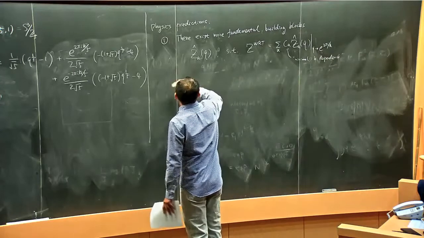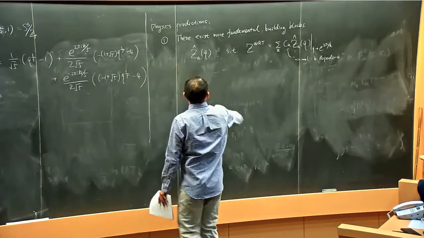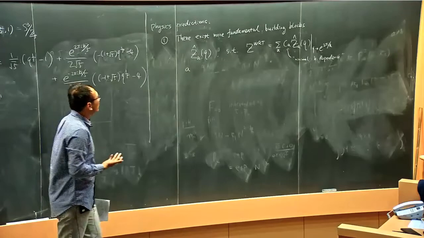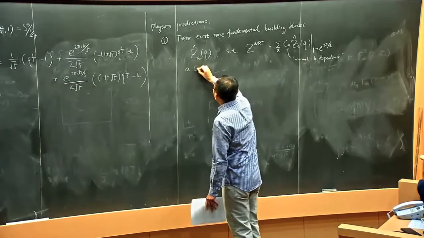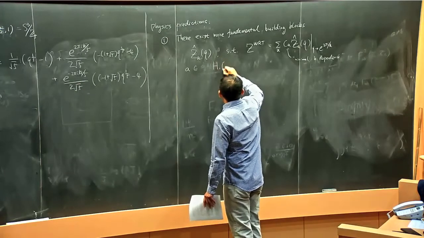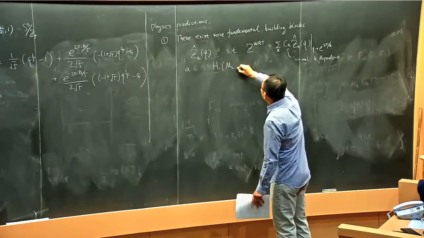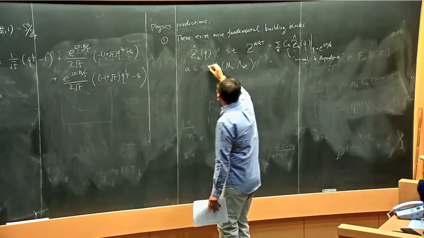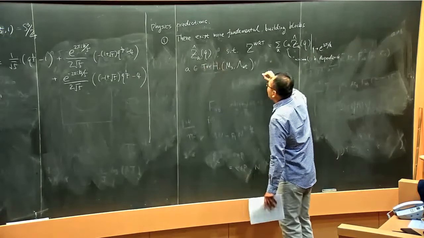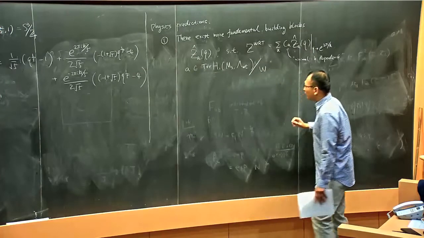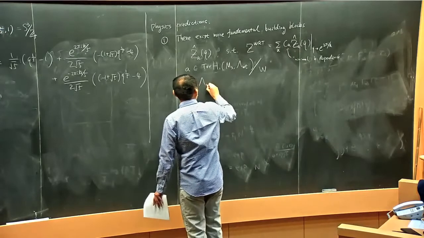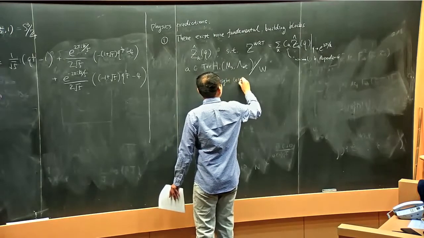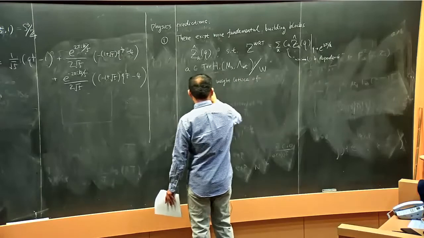And part of the prediction is that this new invariant of three-manifolds will be labeled by elements in the following set. You first look at H1 of M3 with coefficients in the weight lattice of your Lie group G, and then you take the torsion part and mod out by the action of the Weyl group. So here, lambda is the weight lattice of G, and W is the Weyl group.